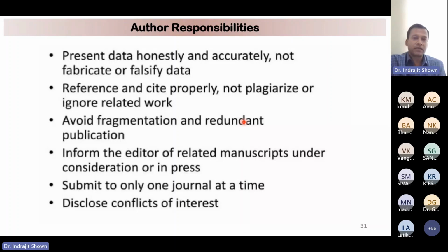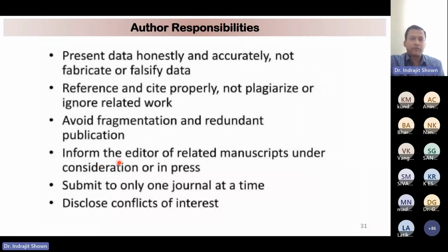Normally we follow 10 to 15%, and ACS and RSC also follow the same manner. Avoid fragmentation or redundant publication. Sometimes we have one work and fragment it into two parts and publish it as two works. This is another wrong approach for high impact publication. You can merge them together, make a good manuscript, and publish it.